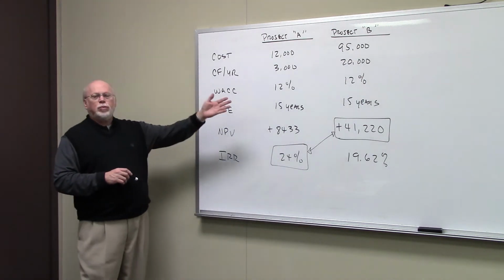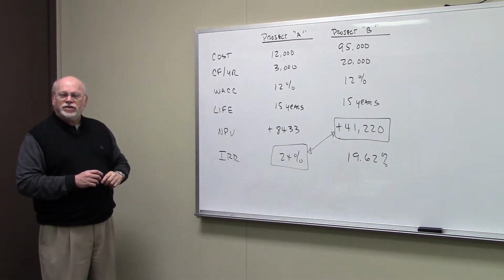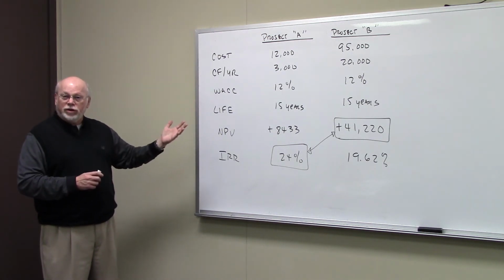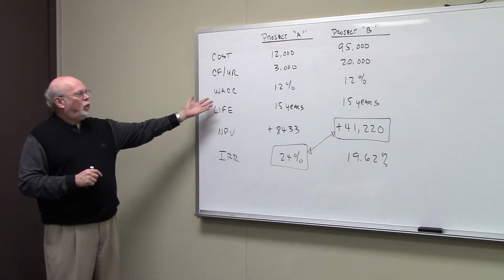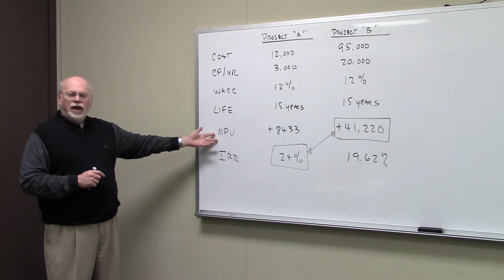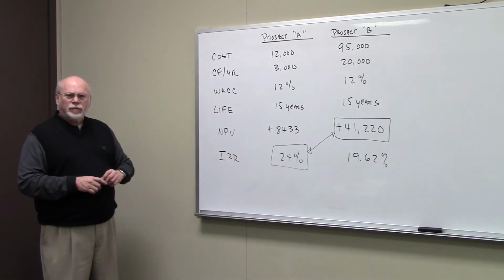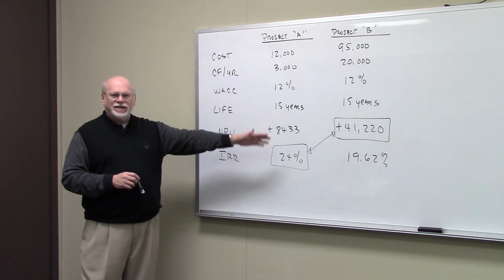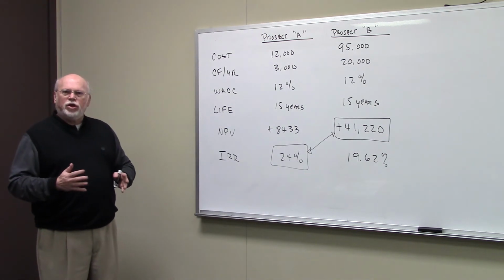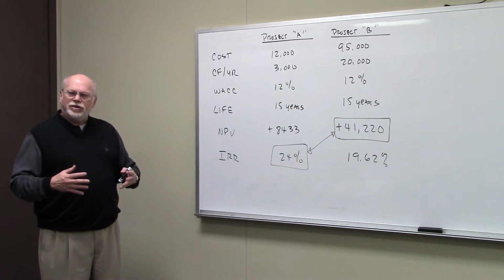Now, we have two projects here, and I've given you the initial investment, the cost of the projects. I'm giving you the cash flow per year for each of the projects, the weighted average cost of capital for the company, and the life of the projects. I've calculated the net present value for you, and the internal rate of return. Now, you can see there's a conflicting signal here. If you base your decision on net present value, you'll go with project B. If you base your decision on internal rate of return, you go with project A. And that's the conflicting signals.